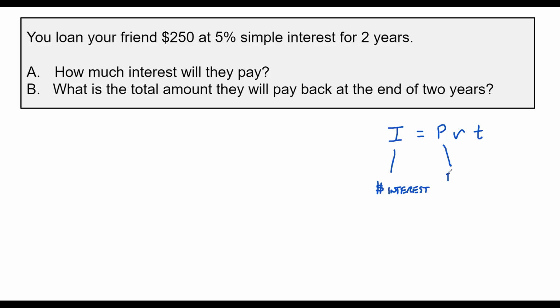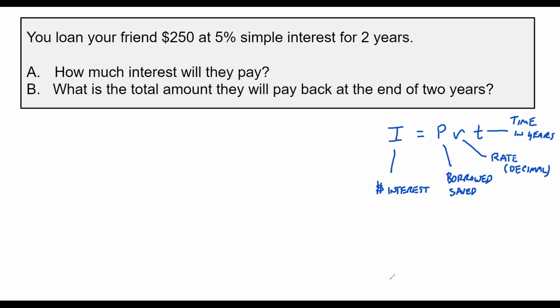P is the amount of money that is either borrowed or saved, deposited in a savings account or something like that. R is the actual rate, but it's important to remember that that needs to be in a decimal format, not a percent format. So I'm just going to write decimal there to remind us of that. And T is always the time in years. And generally in these problems, you're going to be given an amount of time in years. So there's our formula, and I'll leave that over there as we work through this problem.